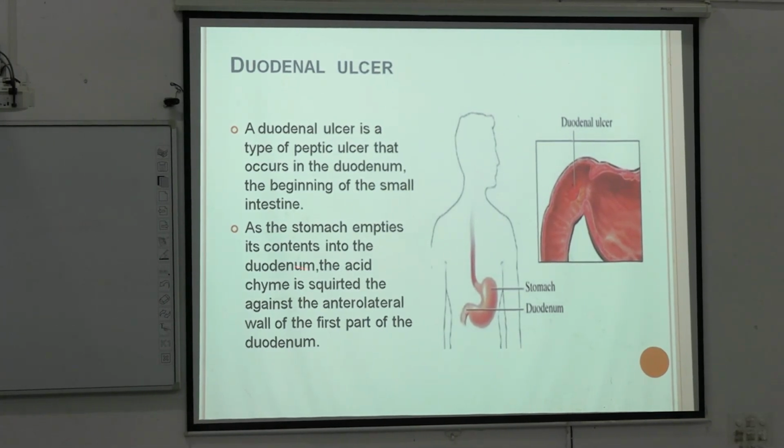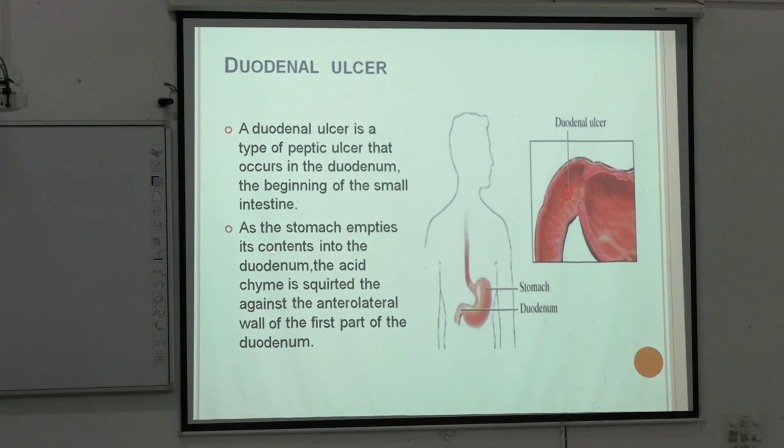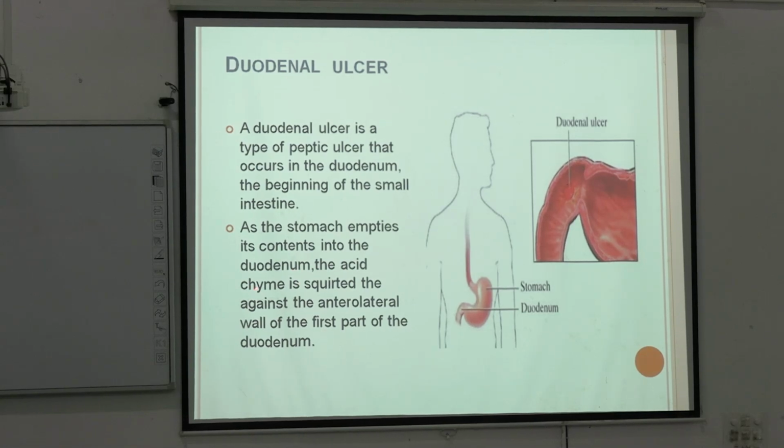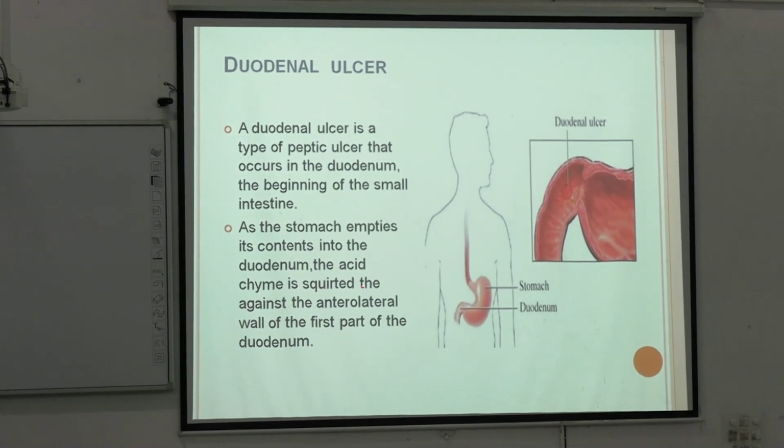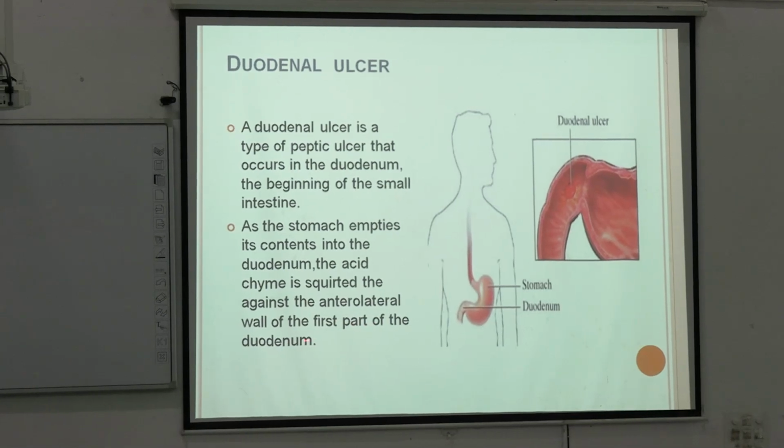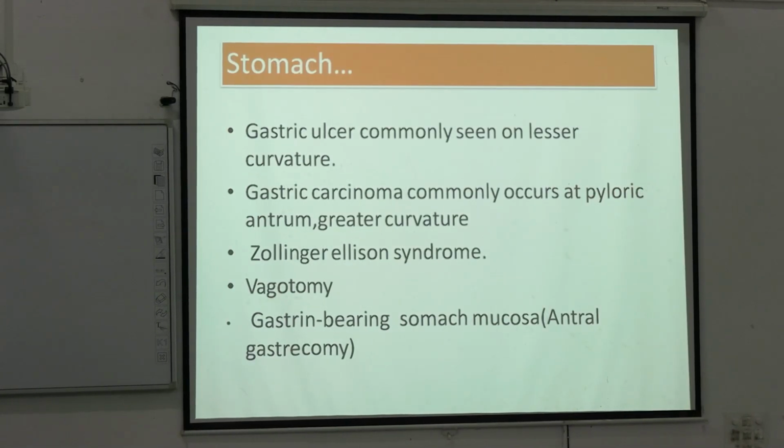As the stomach empties its contents into the duodenum, the acid chyme is squirted against the anterolateral wall of the first part of the duodenum. Next. Gastric ulcer is commonly seen on the lesser curvature, and gastric carcinoma commonly occurs at the pyloric antrum and greater curvature.